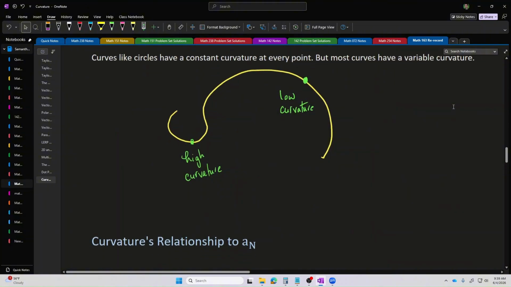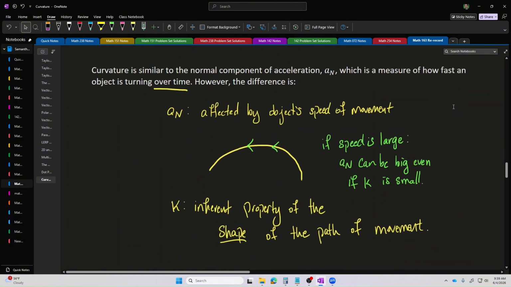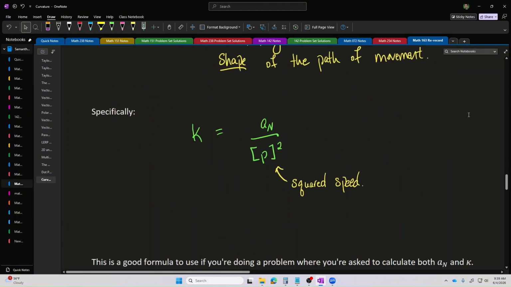Alternatively, if you're in a problem where you have to calculate the normal component of acceleration, you can utilize a certain relationship between the normal component of acceleration and the curvature. The normal component of acceleration is affected by both the curvature and the object's speed of movement. To be specific, the curvature is equal to the normal component of acceleration divided by the squared speed.